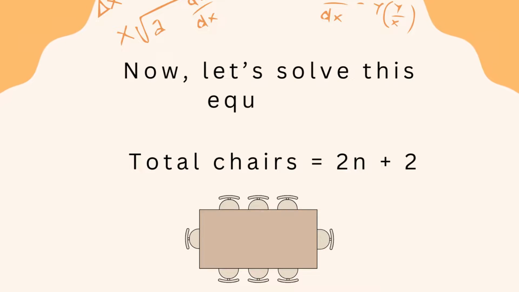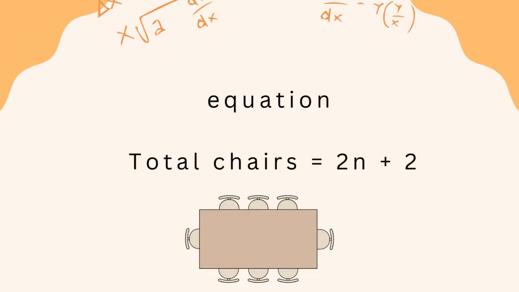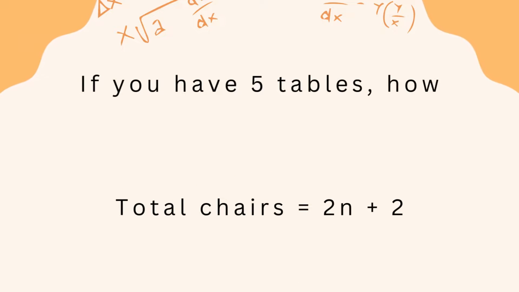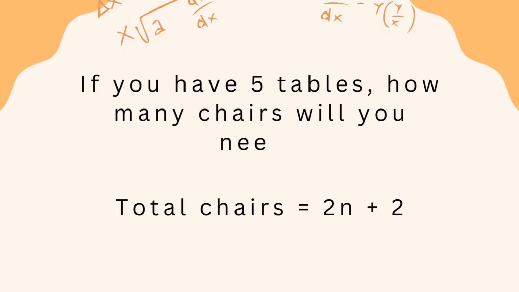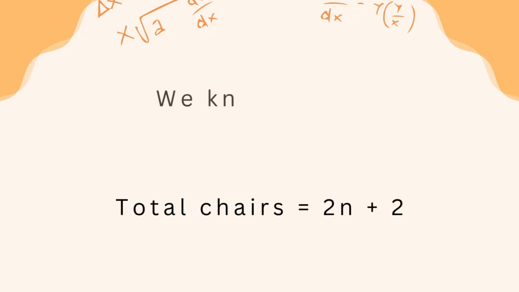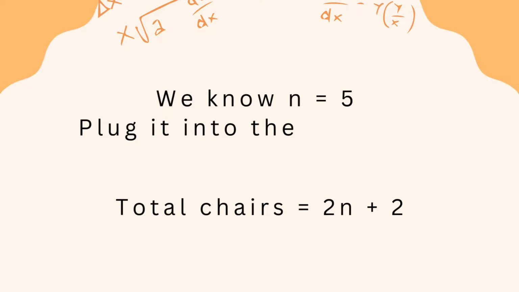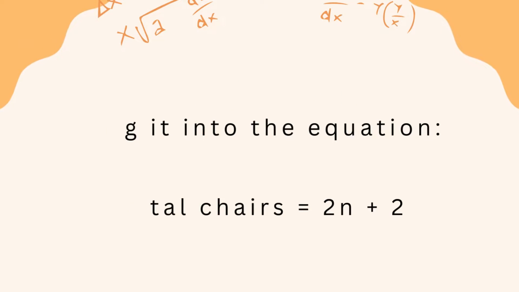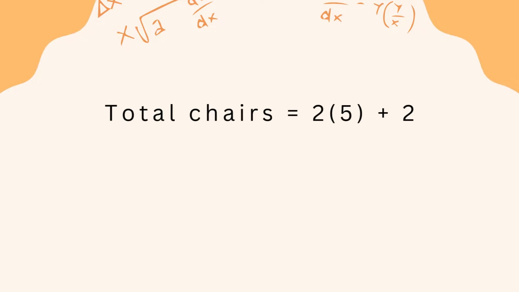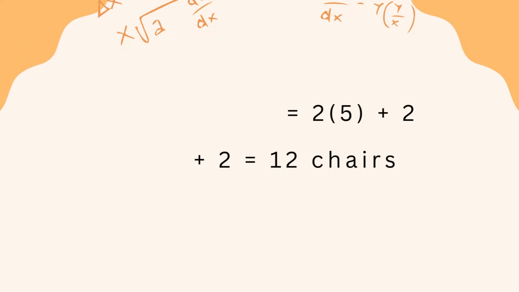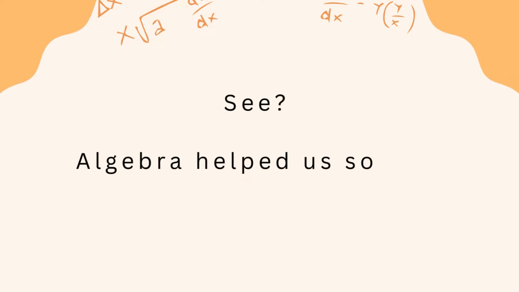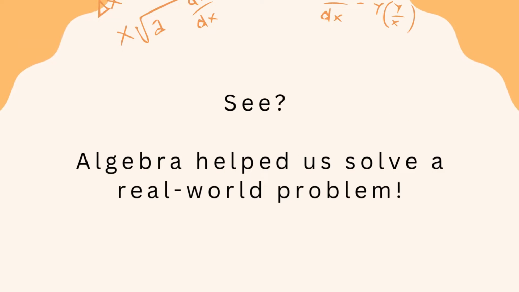Now let's solve this equation in this case where we have 5 tables. So how many chairs will we need is what we have to find out. So we can put n is equal to 5 here in this equation, and we will get total number of chairs is 12 after calculation. See, algebra just helped us solve a real world problem.